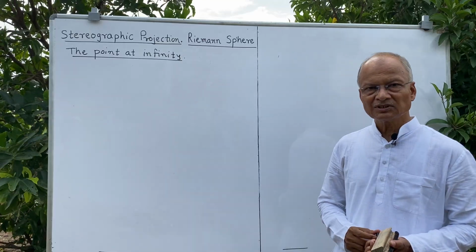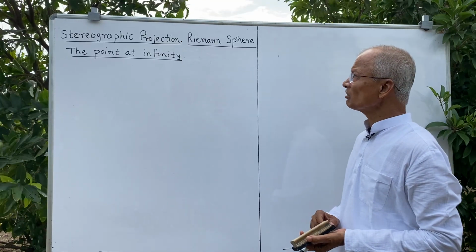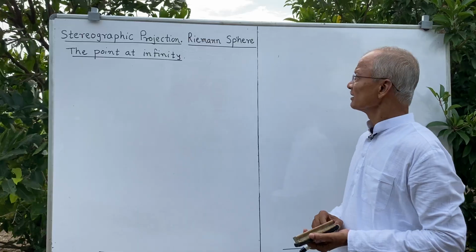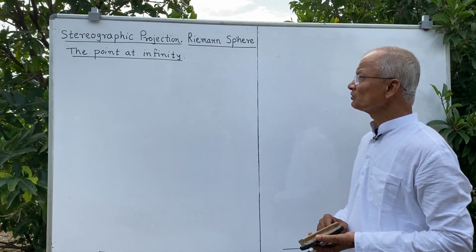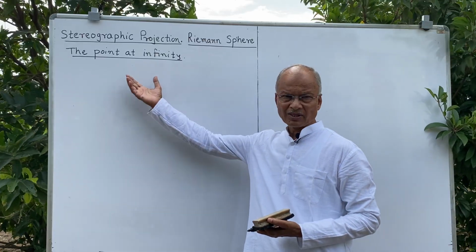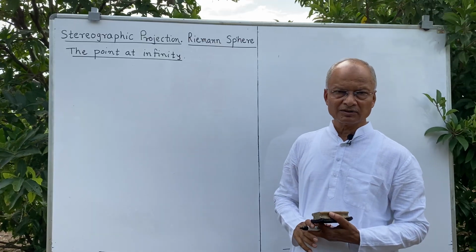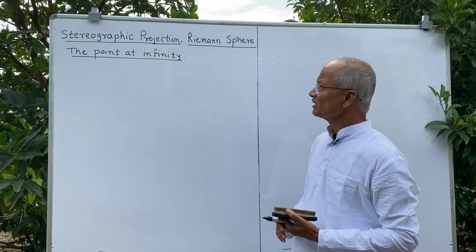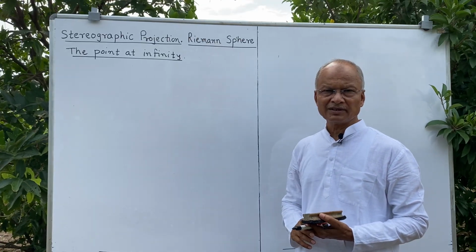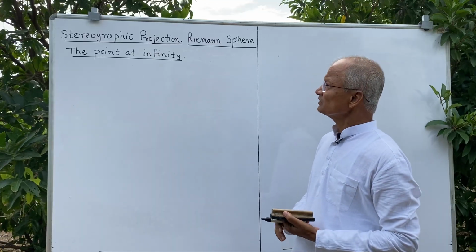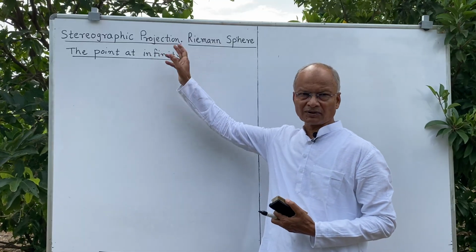In this lecture, we shall see the meaning of stereographic projection and Riemann sphere, and also we shall see point at infinity. Then we shall obtain some results regarding point at infinity, that means z tends to infinity. So, first we shall see what is a stereographic projection.